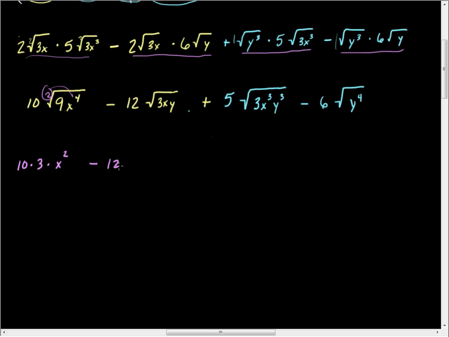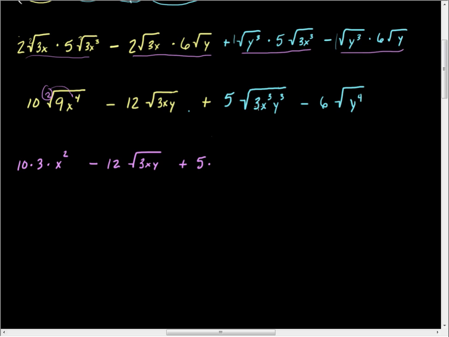Minus 12. Now 3 is not a perfect square. There's no square or higher on x or y, and so that just stays. There's nothing to bring out there. Plus. And now on this one, we do have something to bring out.